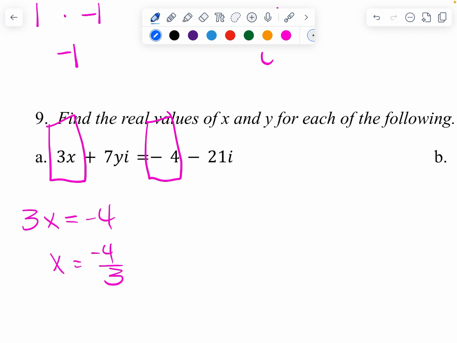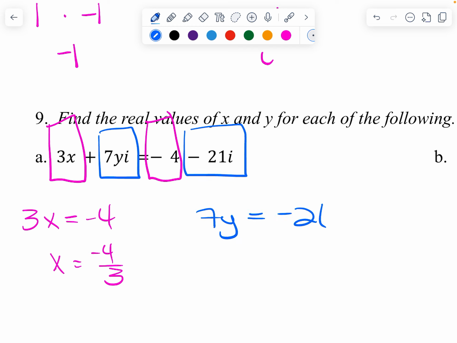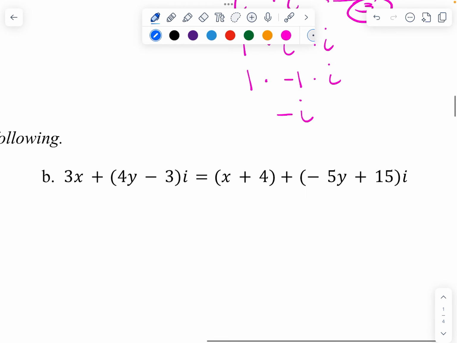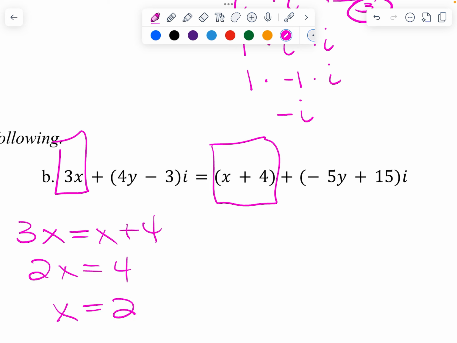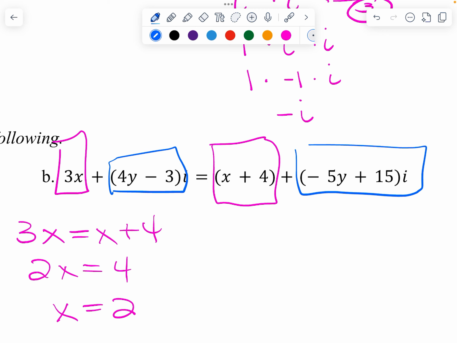Then I'm going to pick a different color. This is my imaginary number. So I take 7y and I set it equal to negative 21. I divide by 7 and I get y equals negative 3. Over here, this is my real part. This is my real part. So I set them equal to each other. Subtract x, I get 2x equals 4. So x equals 2.